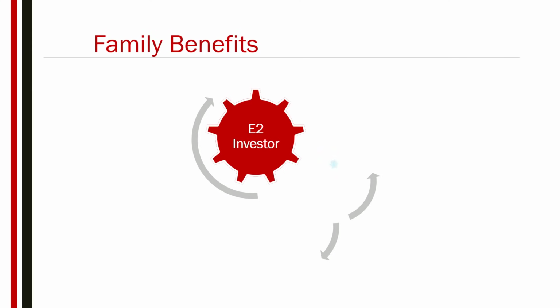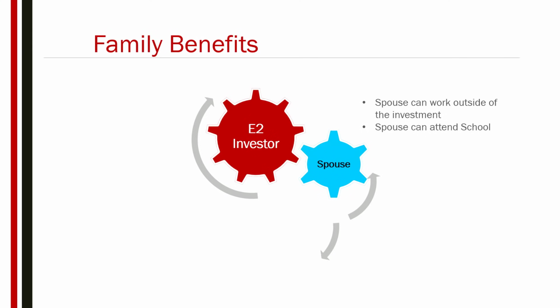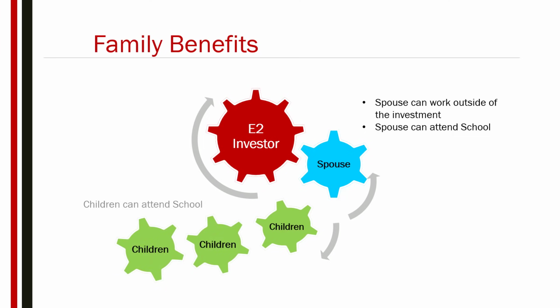Spouses and unmarried children under the age of 21 can accompany the investor. Spouses can get work authorization, however, children cannot. All can attend schools in the U.S.